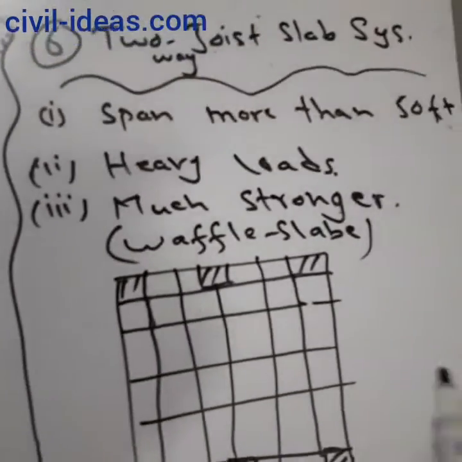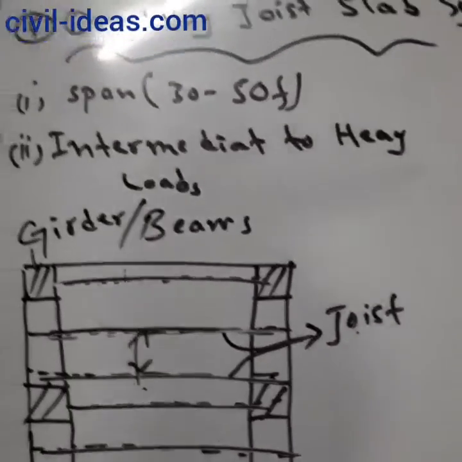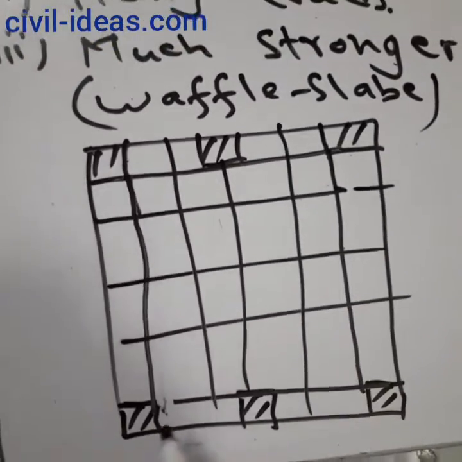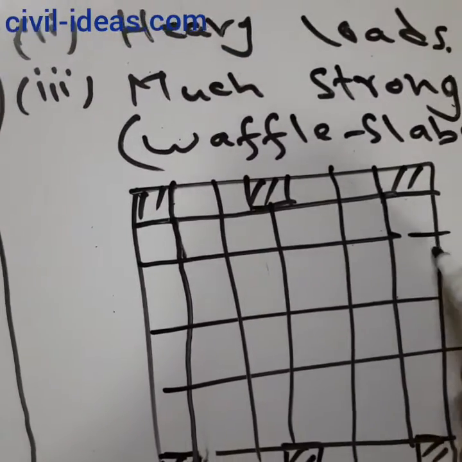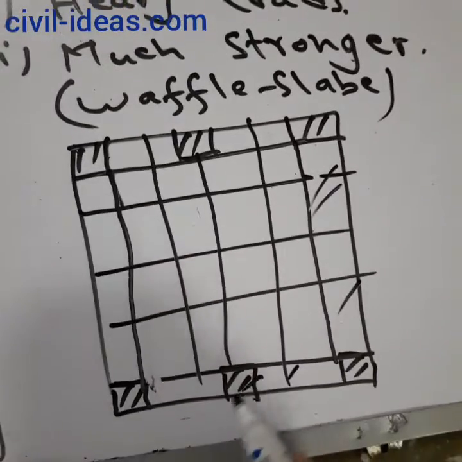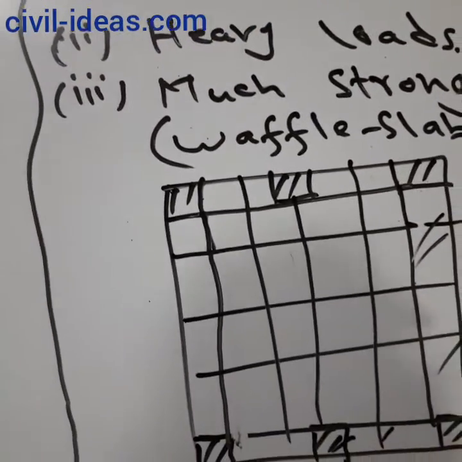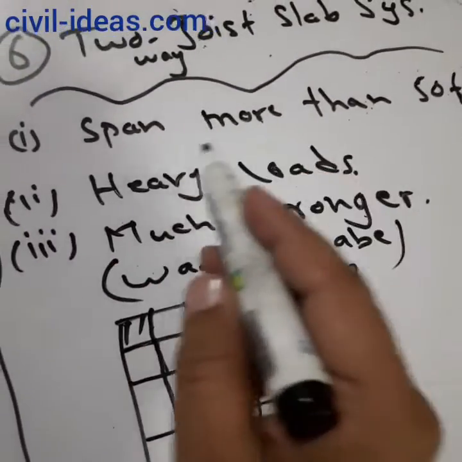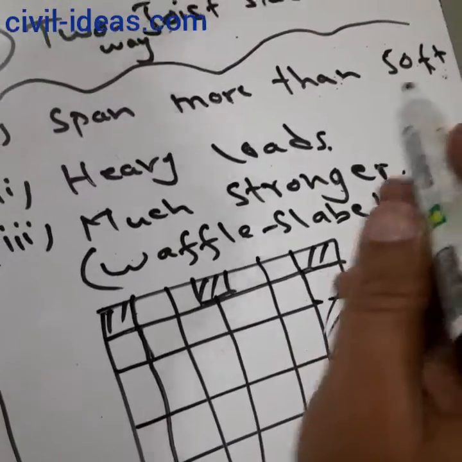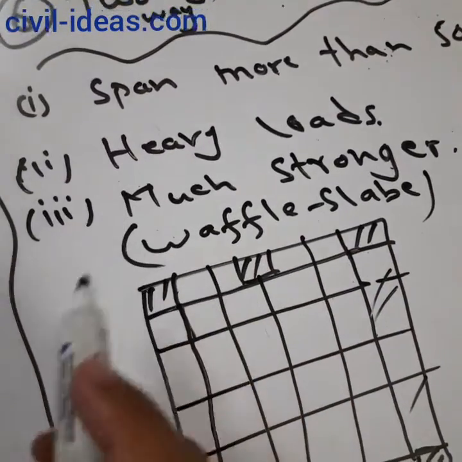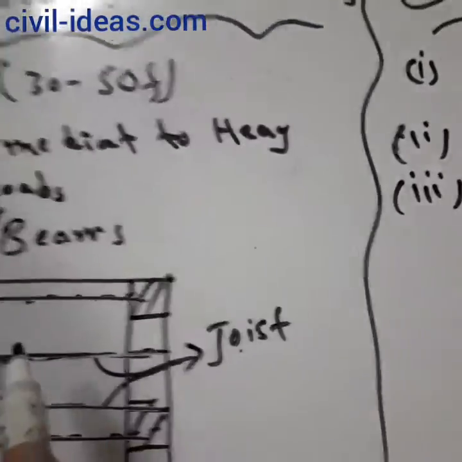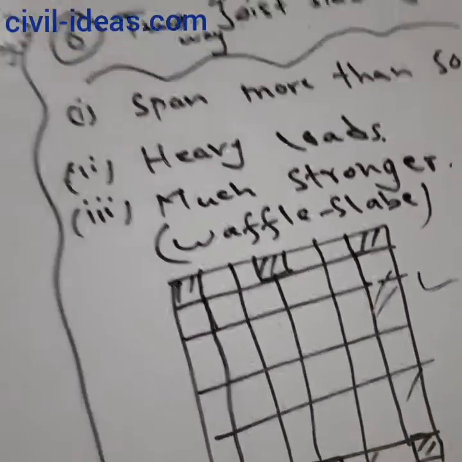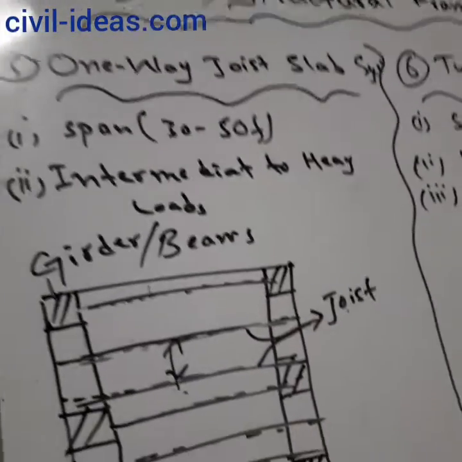The two-way joist slab system is the same as the one-way joist slab system, but the joists are placed in both directions. These are the girders provided in all directions, and the joists are placed in both directions, x and y. It can be provided for spans of more than 50 feet, and it is normally designed for heavy loads. It is much stronger than the one-way joist slab system, and it is also called a waffle slab. So these are the fifth and sixth types of slab system.